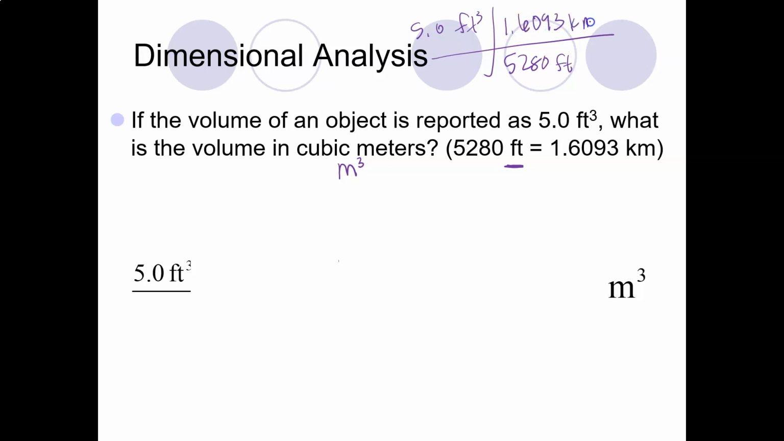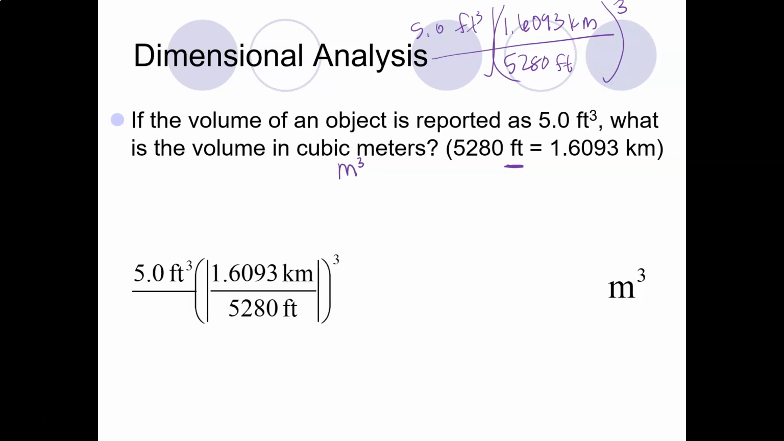1.6093 kilometers. When I go to cancel, I cannot cancel out all of cubic feet with feet. That's not how that works. I can cancel out one of the feet, left with feet squared. So I'm going to have to cube the entire unit factor. So that's what I did here. Now I'm going to have to later distribute this cube to all these pieces. But for right now, the fact that it's got parentheses around it and I've got cubed around it is telling me that this is going to be feet cubed.